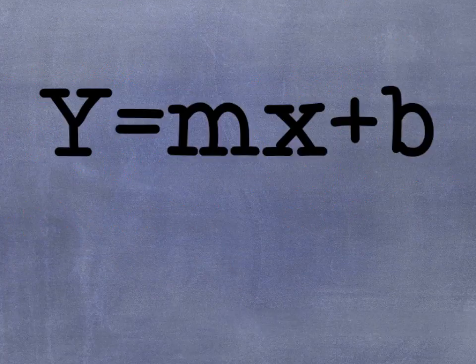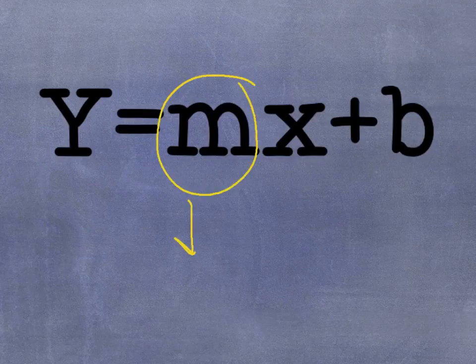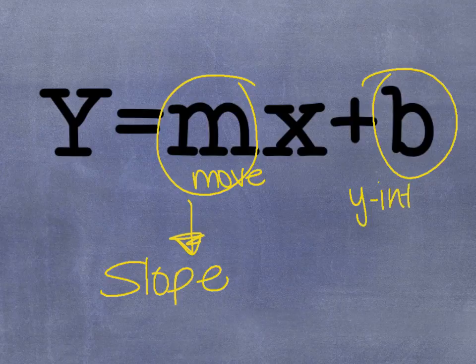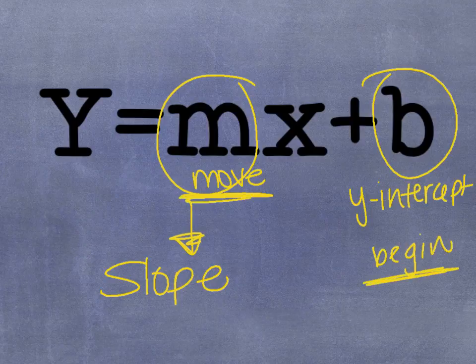So let's figure out, this is our new equation. We know m is our slope. This is what we move. And we know b is our y-intercept. That's where we begin. So m is move, b is begin.